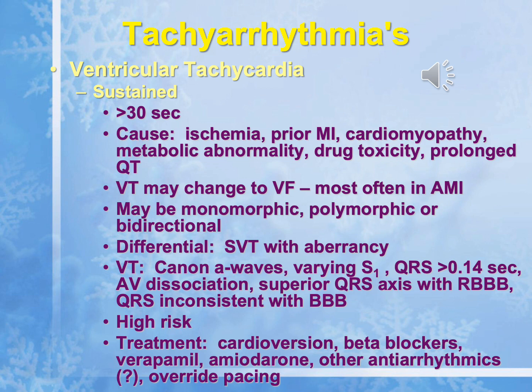Ventricular tachycardia, since it is a type of AV dissociation where the atrial and ventricular contractions may be asynchronous, may be associated with Canon A waves in the neck veins and have varying intensity of the first heart sound. And on the QRS morphology, it's widened, that is greater than 0.14 seconds. There are also some characteristic electrocardiographic abnormalities, that is a superior oriented QRS axis with right bundle branch block, and a QRS that is inconsistent and cannot be explained by bundle branch block.